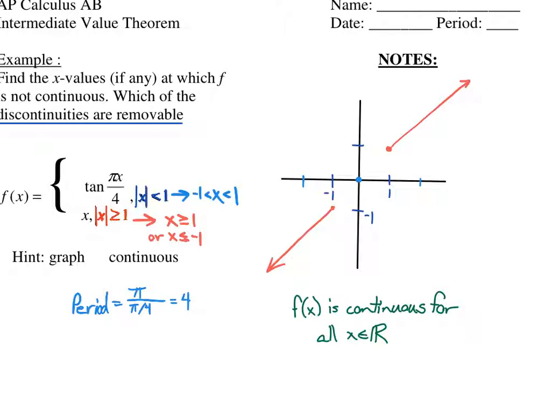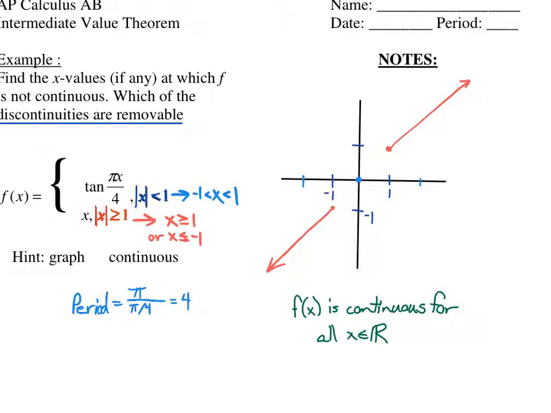Wait, how do you know it's -2 and 2? Because tangent is centered at 0, and the first period is symmetrical. Tangent is an odd function, remember? So it's symmetrical about the origin. If I flipped it 180 degrees, it would be identical to itself. How do you know the function is a straight line? Well, that's the other part. That's this part here. And the blue one is going to be our tangent.